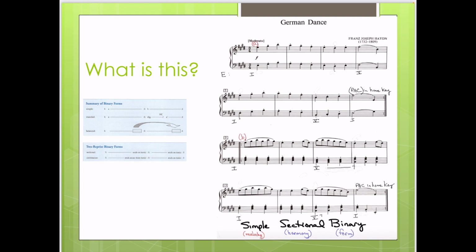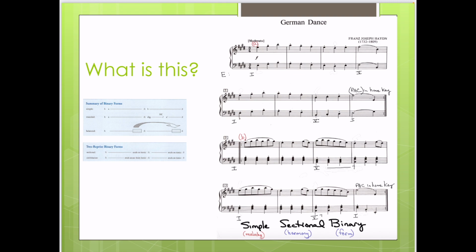So I've called the melody for the first part, small case A. There's no harmony anywhere. It's implied, the 1 and 5 chords, and it's implied that it cadences in the home key on a 1 chord in bar 8. Okay, now the melody in bar 9 is different, so I call it small case B. Another PAC in the home key of E major there at the end.